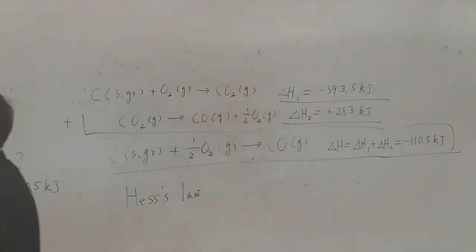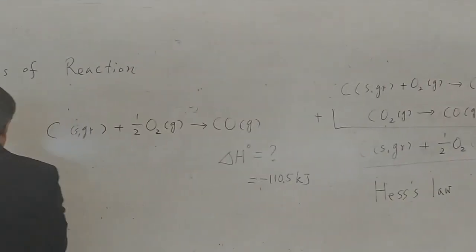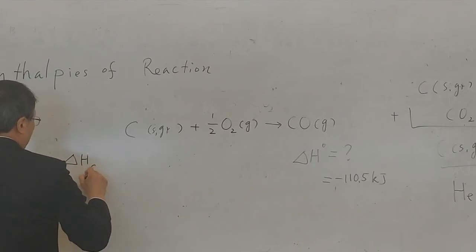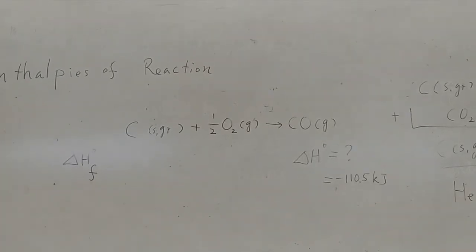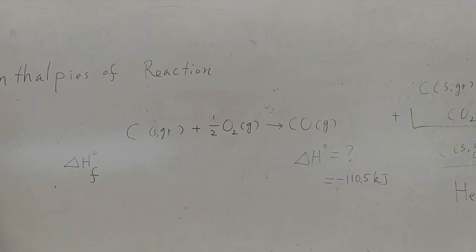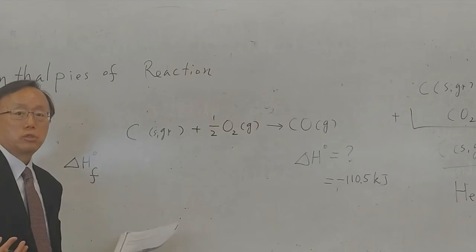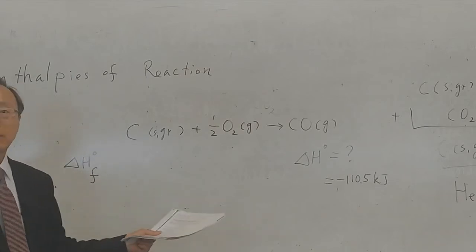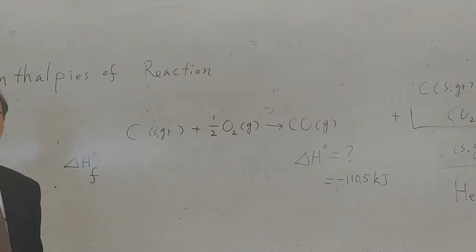So we have a table that we evaluate, this delta Hf0. This is a standard enthalpy of formation. In Korean name, 표준 생성열, standard state enthalpy of formation. So we have this table. Using this table, we can combine this enthalpy of formation. Then we can get the enthalpy of reaction, any kind of reaction. Okay, let me give you one example.